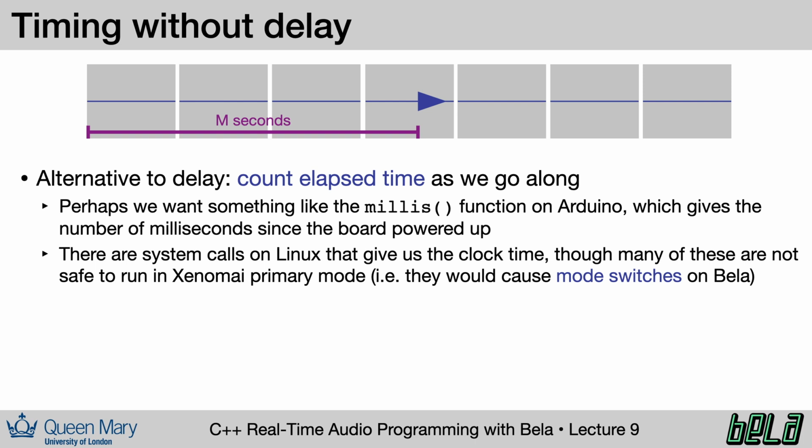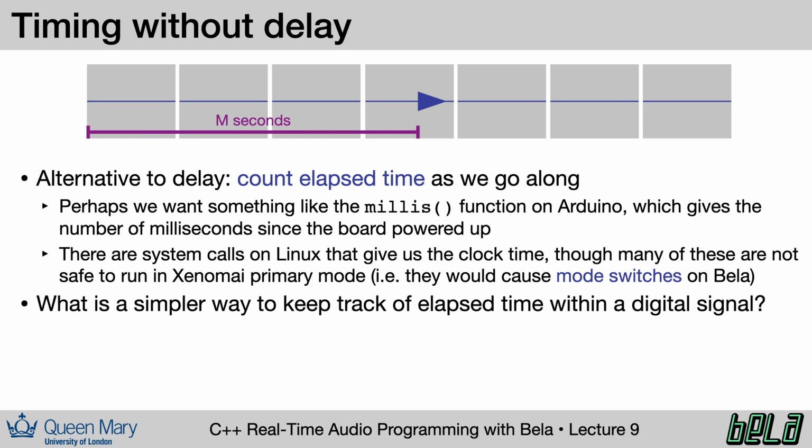First of all, it would give us the time of computation, not the signal time, and second of all, these functions tend to cause mode switches, where our Bela program drops its real-time priorities in order to access the Linux system, and this also degrades our performance. Okay, so what should we do?